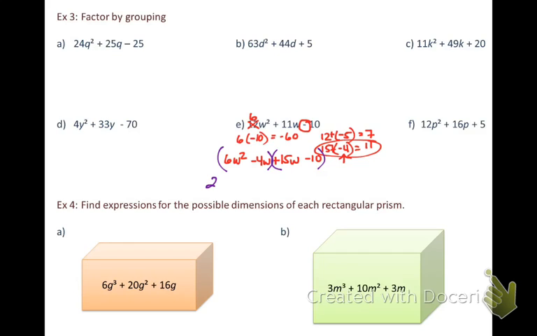So it would be 2w times 3w minus 2. And then I would have 5 times 3w minus 2 again. So again, we have the same thing. In the first set of parentheses, you would have 2w plus 5, and in the second parentheses, you would have 3w minus 2.